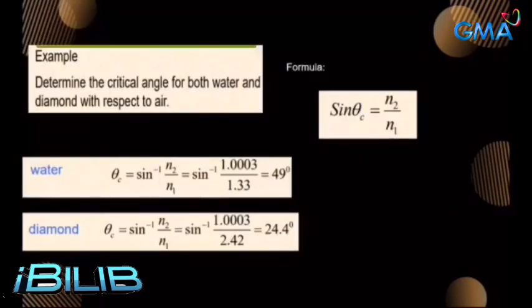Ito, example para sa total internal reflection. Determine the critical angle for both water and diamond with respect to air. So, yung formula niya is sin theta C is equal to N2 over N1. Water is theta C is equal to sin raised to negative 1 N2 over N1.